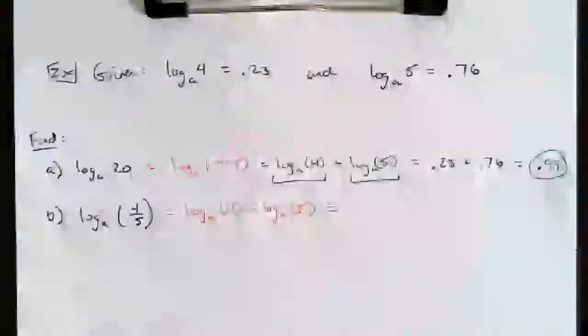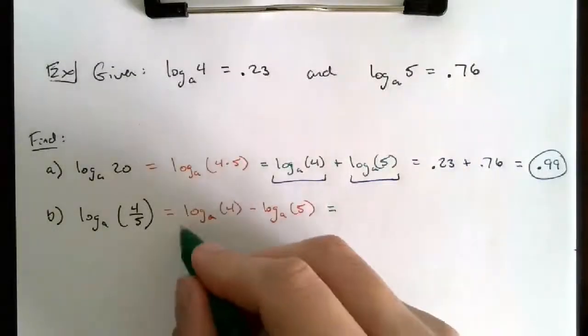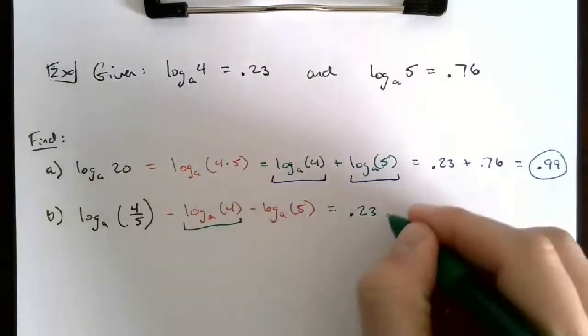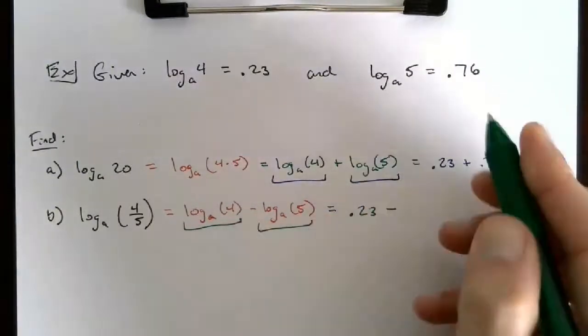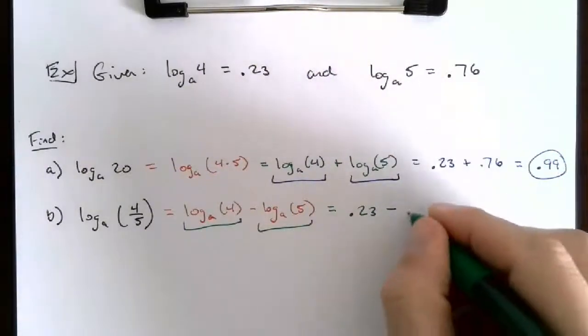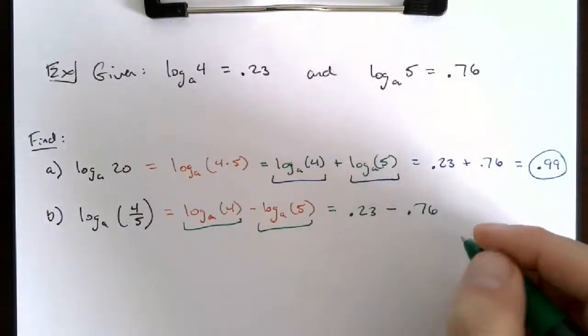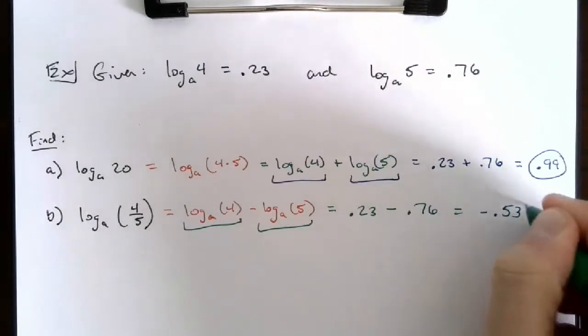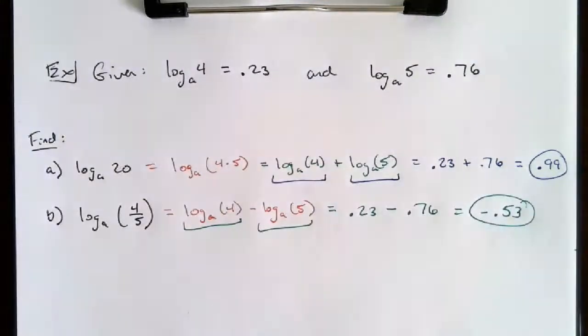So when we're looking at this log base A of 4, substituting in for this first part, I have 0.23 minus log base A of 5. We know it's 0.76. And if we do that subtraction, we get negative 0.53. So log base A of 4/5 would be negative 0.53.